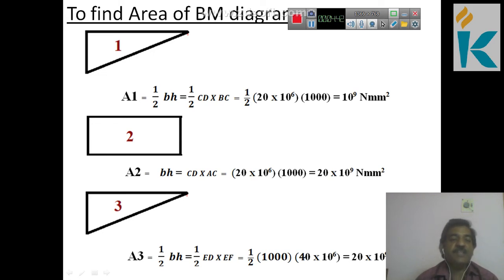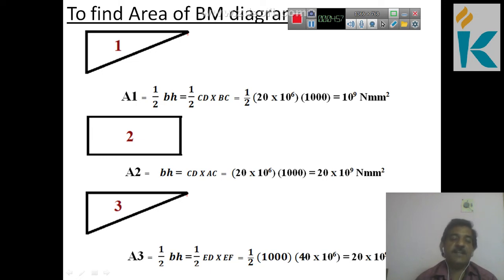Then the second portion is a rectangle. The formula is length into breadth, BH, that is A2 equal to CD into AC. So that is 20 into 10 power 6 into 1000. So finally you got 20 into 10 power 9 Newton millimeter squared.